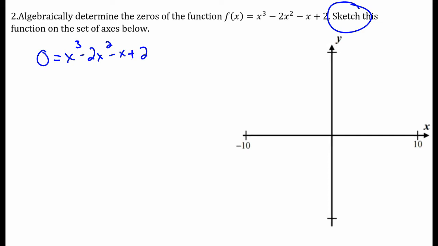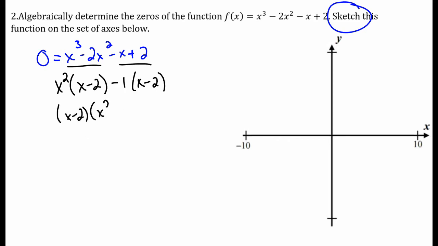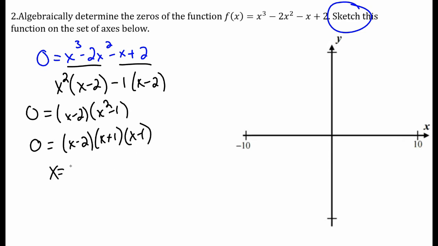And factor. Well, there's 4 terms, so I'm grouping. Take out an x squared from those first 2. Looks like I need to take out a minus 1 here. And like 99% of the time, we get the difference of perfect squares here. x plus 1, x minus 1. So my zeros are x equals 2, x equals negative 1, x equals 1.